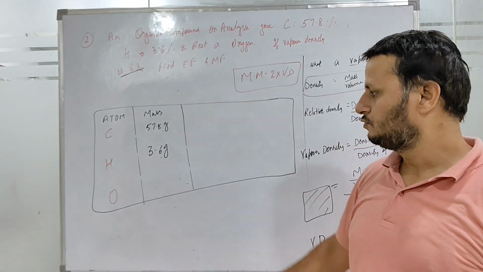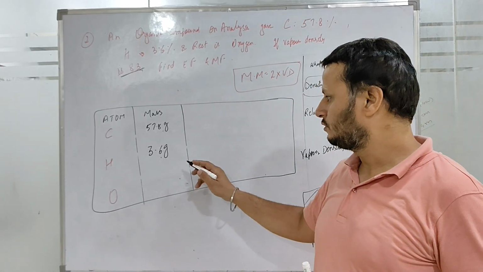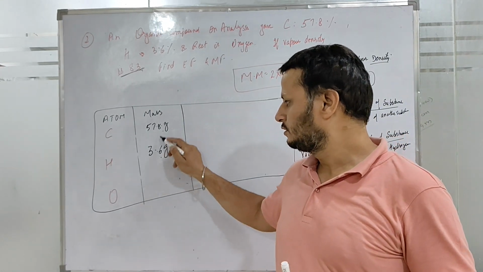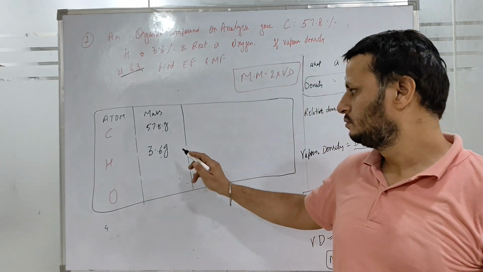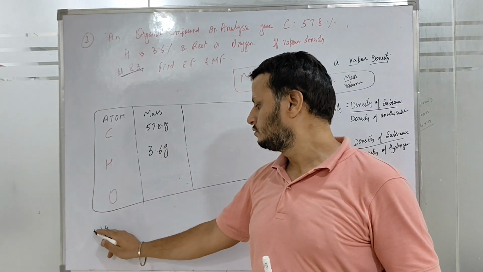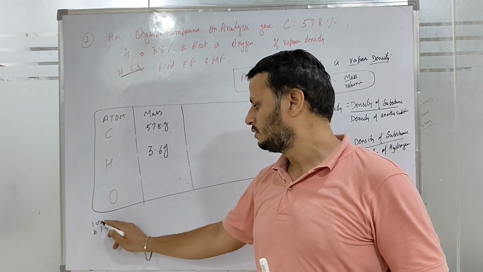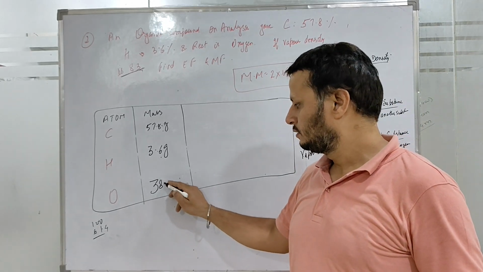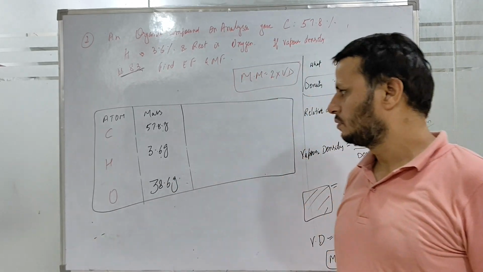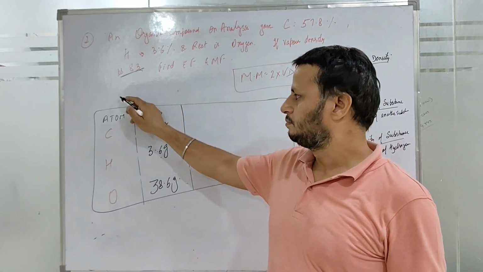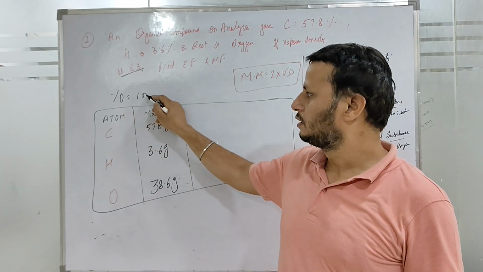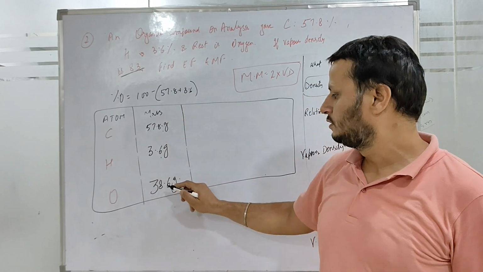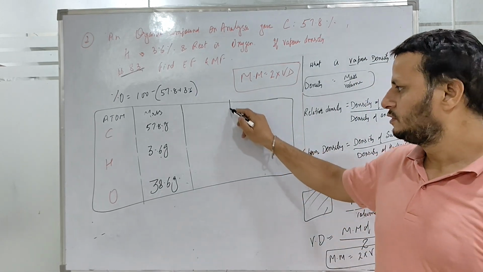We have to add these two values and subtract from 100. So 57.8 plus 3.6 is 61.4. So 100 minus 61.4 will become 38.6 gram. The percentage of oxygen is equal to 100 minus (57.8 plus 3.6), that is equal to 38.6 gram.